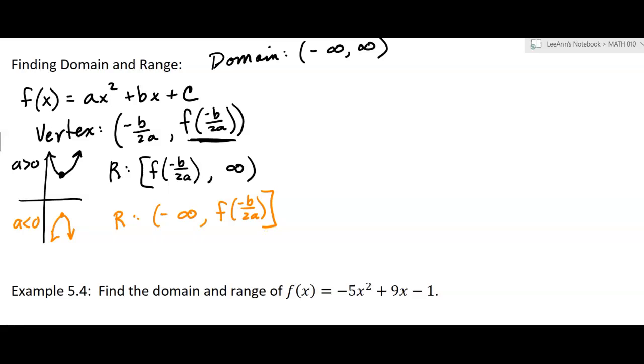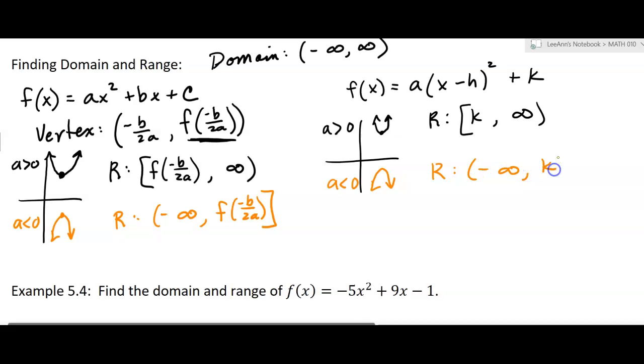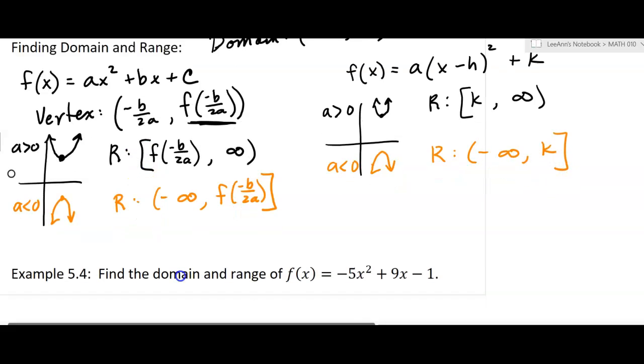Now, if it's in standard form, I think it's a little bit easier. Here's the standard form, because we can talk about k. So again, you have the same two cases here. If a is greater than 0, then it's right side up, and so the range is going to go from k to infinity. But if it's upside down and a is less than 0, then the range is going to go from negative infinity up to k.